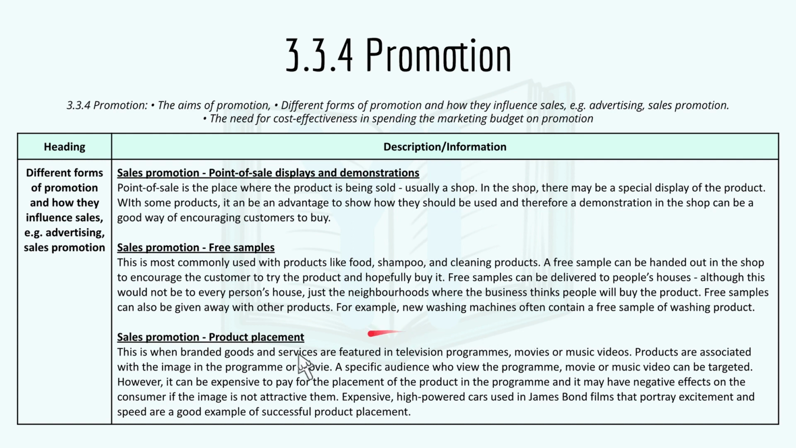And then we have product placement for sales promotion as well. This is when branded goods and services are featured in television programs, movies, or music videos. The products are associated with the image in the program or the movie, and the specific audience who view the program, movie or music video can be targeted. However, it can be expensive to pay for the placement of the product in a program, and it might have negative effects on the consumer if the image is not attractive to them. Expensive, high-powered cars used in James Bond films that portray excitement and speed are a good example of successful product placement.